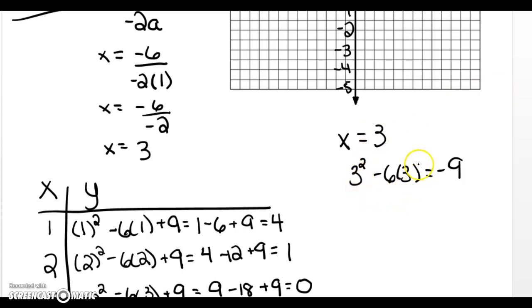So then let's go ahead and solve this left-hand side. So we have 3 squared, which is 9, and negative 6 times 3 is negative 18. And make sure you bring down everything else. So you still have to write that equal sign and the negative 9. Then we can do our subtraction. So we have 9 minus 18. So we show that negative 9 is equal to negative 9. And that's how you verify it. So show that left side is equal to right side.